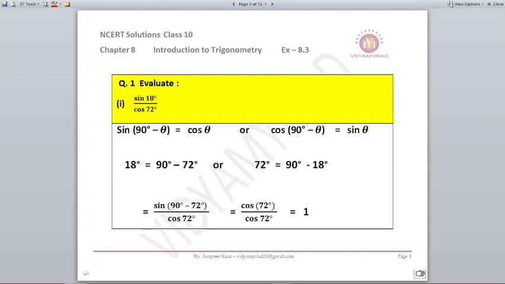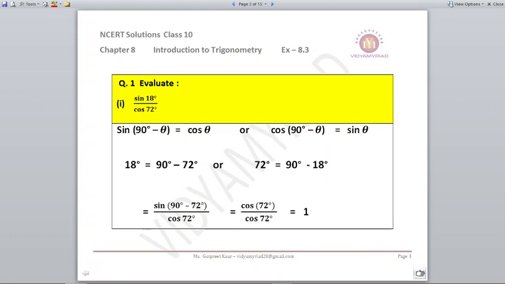Evaluate sin 18 degrees upon cos 72 degrees. Now we know sin (90 minus theta), if I do, it will become cos theta. So what I will do is, I will make the numerator and denominator the same, which means either the numerator should be cos or the denominator should be sin. How will I do that? In the numerator it is given to us sin 18 degrees. How will I write 18? 18 will be 90 degrees minus 72 degrees. Now suppose I want to replace 72 degrees, it will become 90 minus 18.